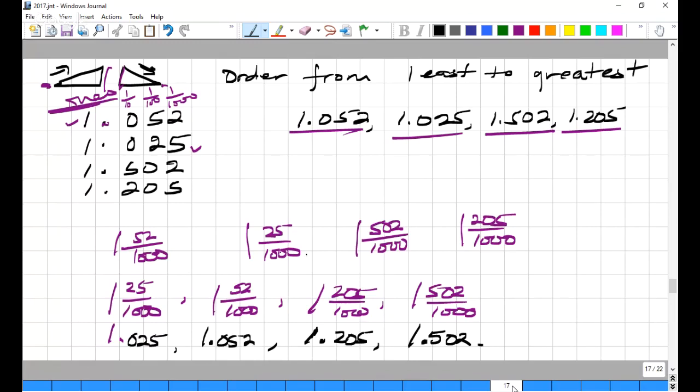So all we have to do, once we have this and we know that the denominators are common, is focus on the numerator. 25 is the smallest one. Then after that is 52, then 205, and then what? 502.